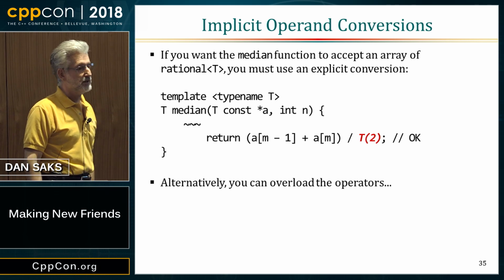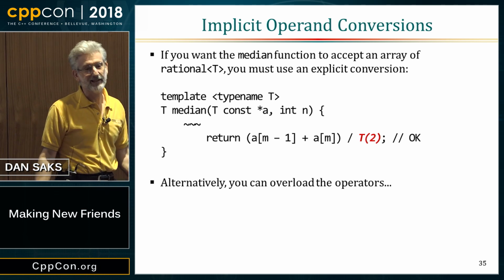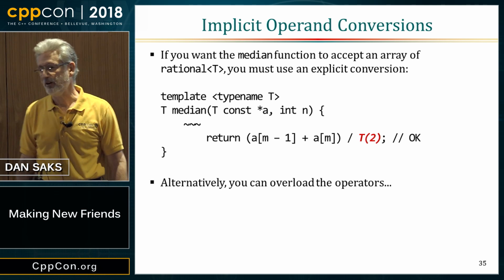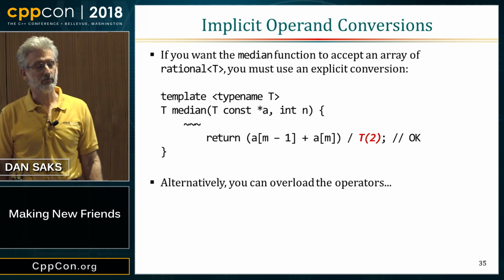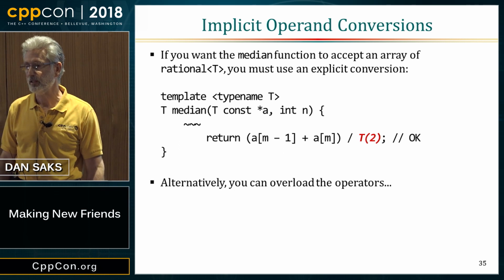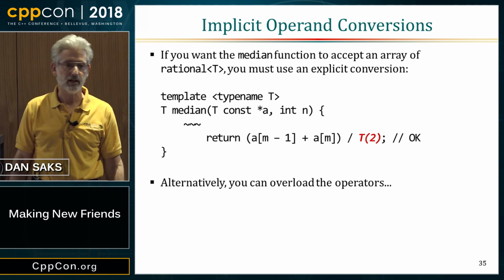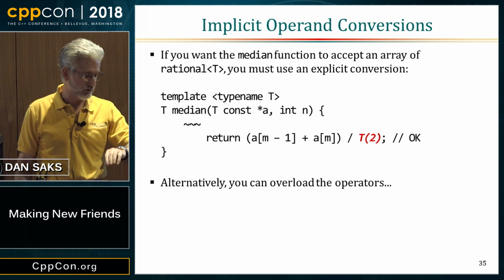So one way to do it is just take your lumps. Say, okay, it's a good trade-off as far as I'm concerned. I like the flexibility of the rational number class as a template. I'm willing to tolerate that I have to do an explicit conversion now and then.